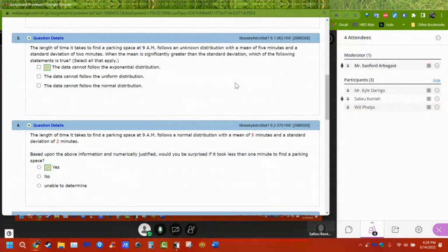Now here, this one here, we actually don't have to do any math. The reason it's an exponential distribution is that the mean and standard deviation are the same. Means and standard deviations for exponential distributions have to be the same. They can be anything else for any other distribution, but means and standard deviations on an exponential distribution are the same number. So that's why it cannot be this one. And that's the only answer.